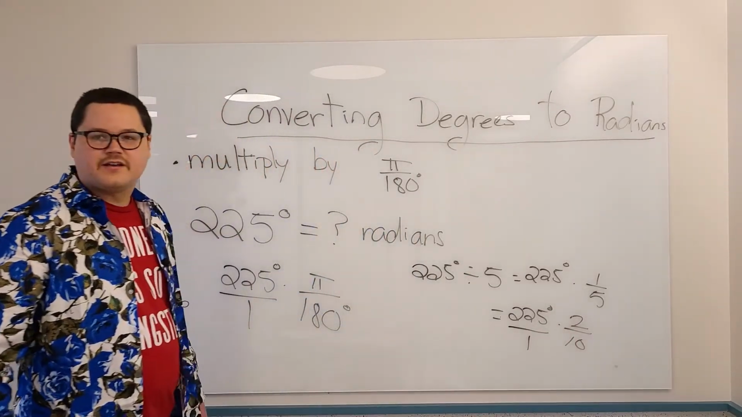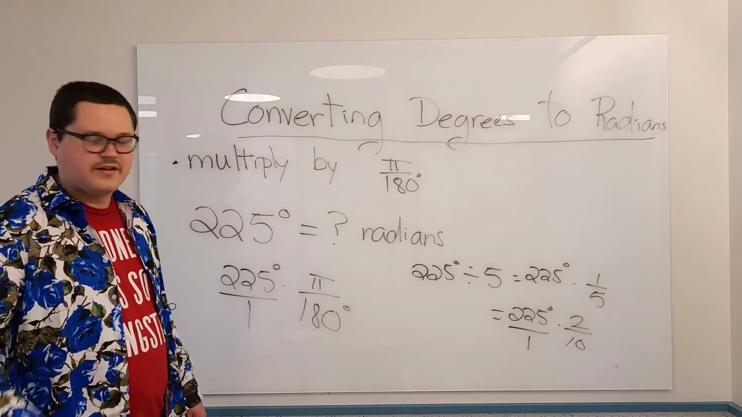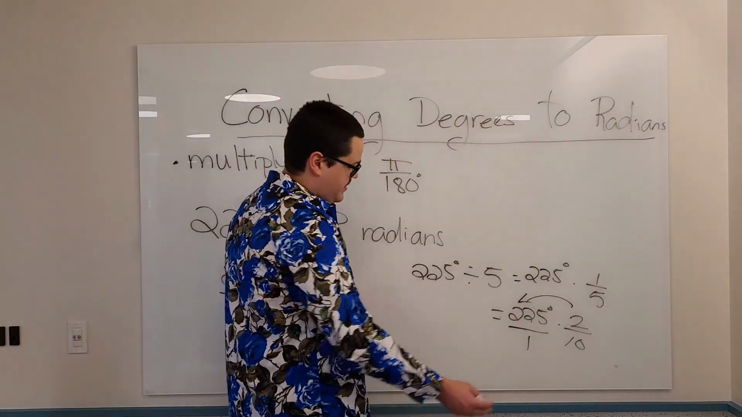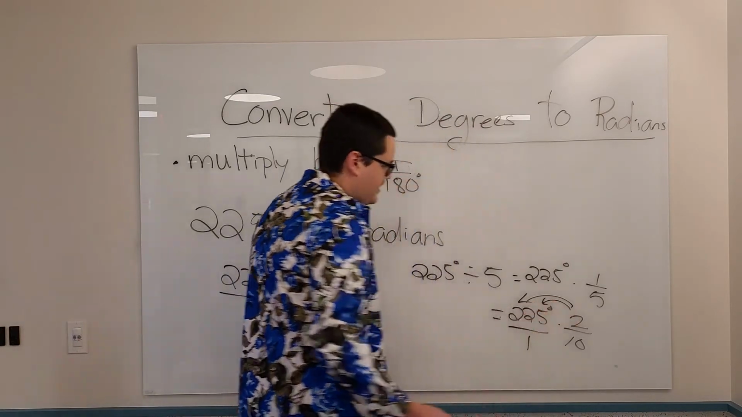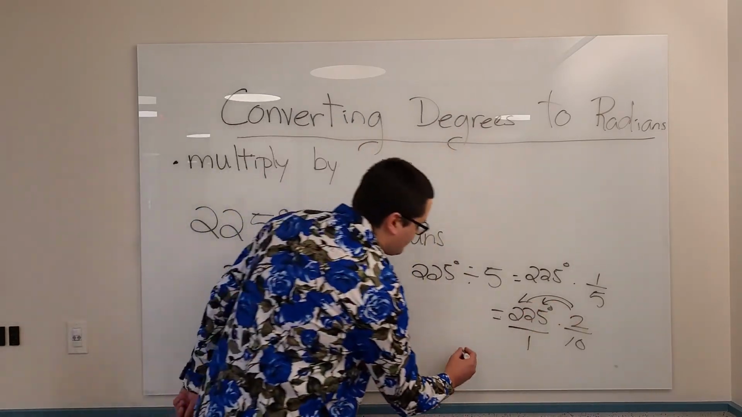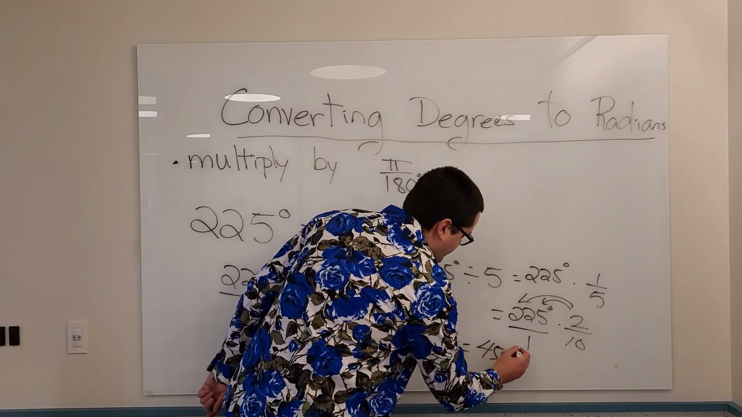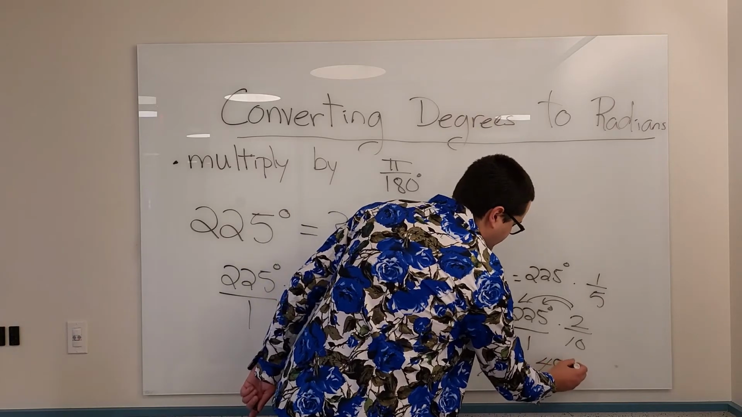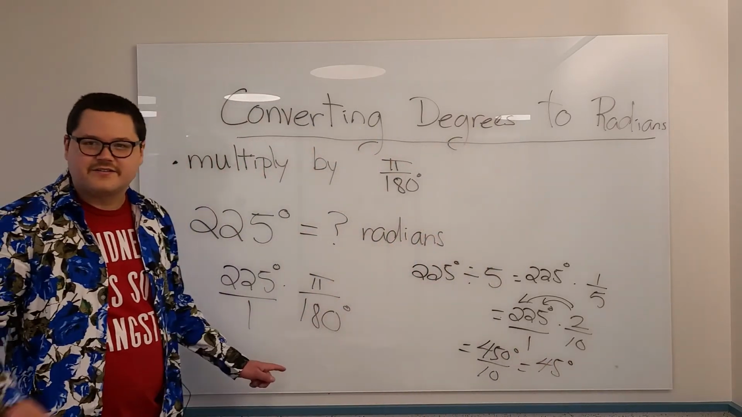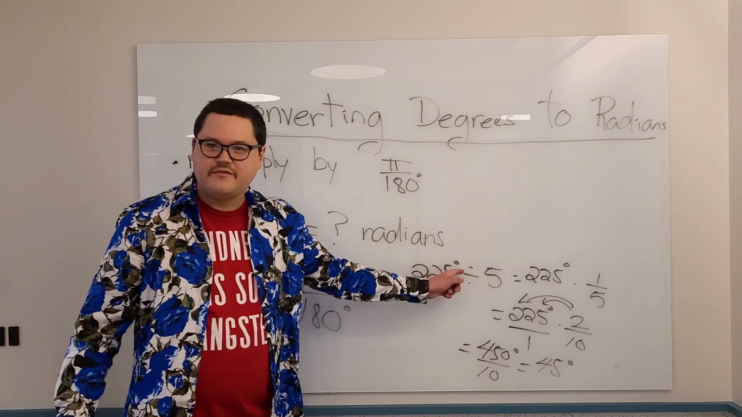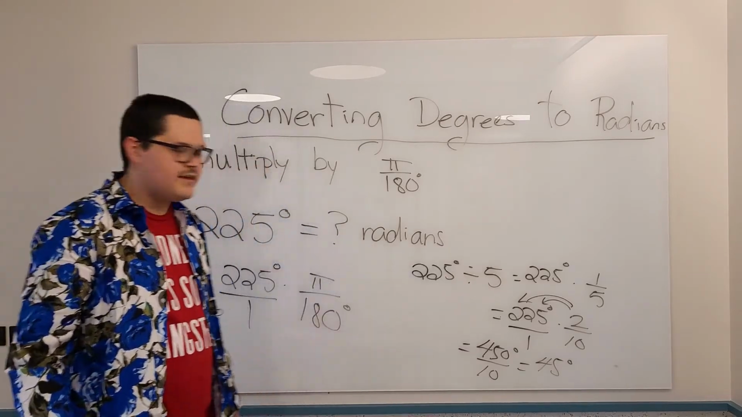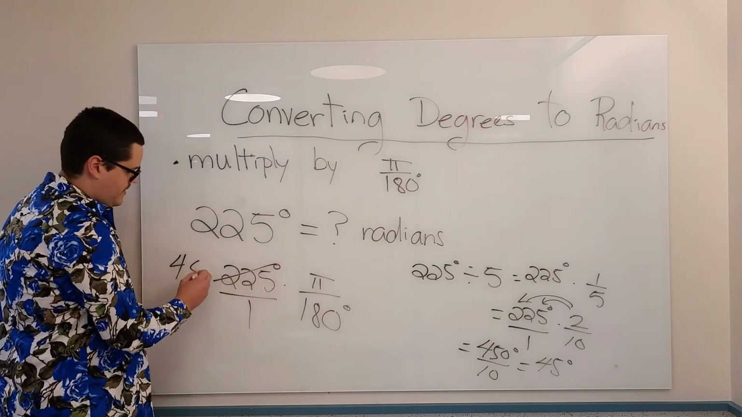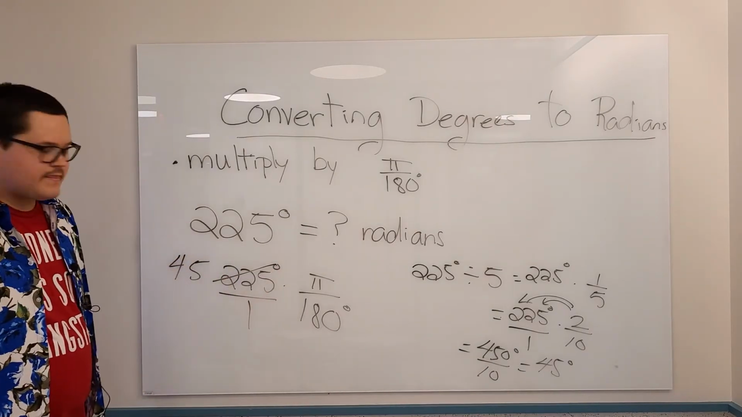That's a little trick. So 225 times 2. Well, 2 times 200 gives us 400. 2 times the 25 gives us 50. So this is 450 over 10. Comes out to be 45 degrees. Okay, so a nice little trick. To divide by 5, you just multiply by 2 and then divide by 10. And when you do that, you see that 5 goes in here 45 times.